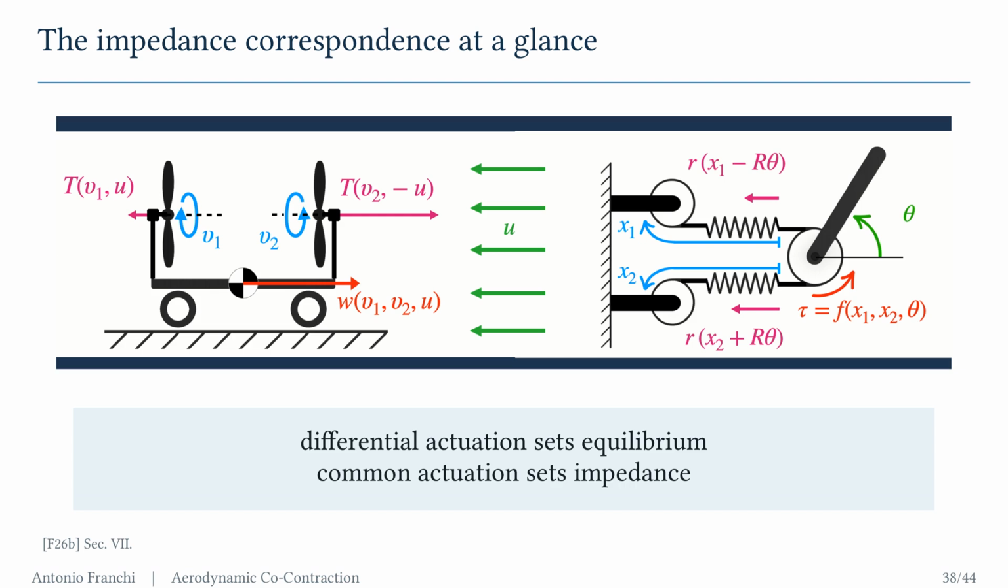The visual comparison summarizes the same division of roles. In the aerodynamic module, differential rotor actuation selects the equilibrium air relative velocity and common actuation selects damping. In the variable stiffness actuator, the corresponding antagonistic tendon combinations select equilibrium position and stiffness. The correspondence is structural and local, and it clarifies why aerodynamic co-contraction behaves as an impedance shaping mechanism.